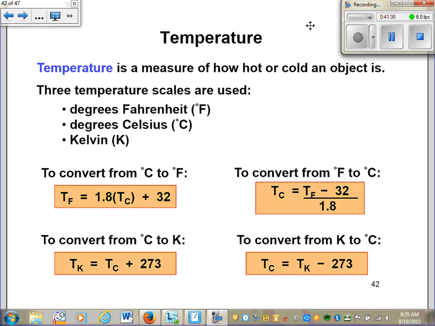So to go from Celsius to Fahrenheit, you take Celsius temperature multiplied by 1.8, add 32. To go from Fahrenheit to Celsius, you take the Fahrenheit temperature, subtract 32, and divide by 1.8. To go from Celsius to Kelvin, you take the Celsius temperature and add 273. So the freezing point of water is 0 degrees Celsius, 273 Kelvin.